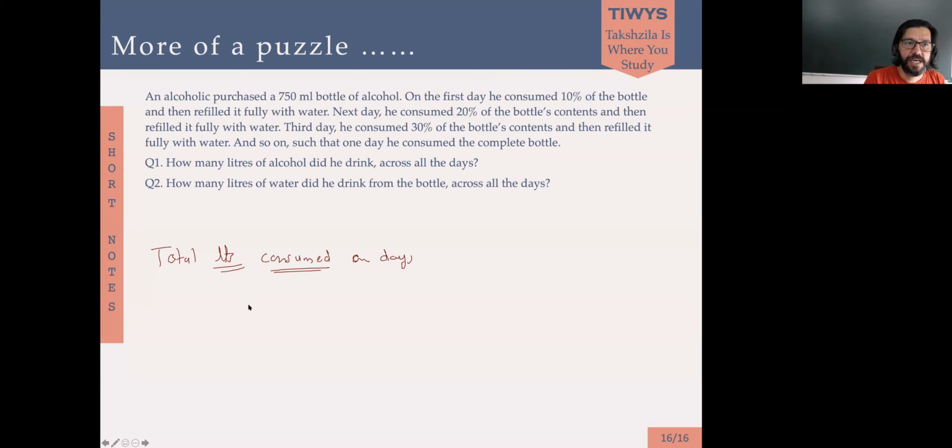So first day, any thoughts? First day, consumed 75. Next day 20%. The next day 75 into 2. Did you get this? So 10%, 20% chalega na? 75 into 3. So go ahead now, Shubham. In this case, I'm talking about consuming every day. So till what will you go? What is the last day consumed? Yeah, you are looking at consumed. Last day consumed 750. So you will take the 75 into 10.